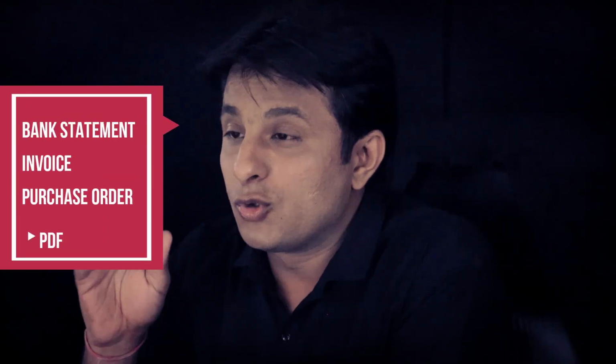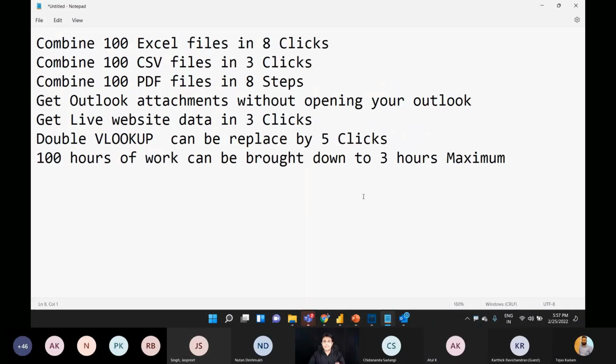Now I'll show you something inside Excel, which will surprise you. You can combine 100 PDF files, everyone: bank statements, invoices, purchase orders. You can combine all those PDF documents inside Excel without opening a PDF. Okay, let me show you my screen. Just have a look and see, are you able to understand?